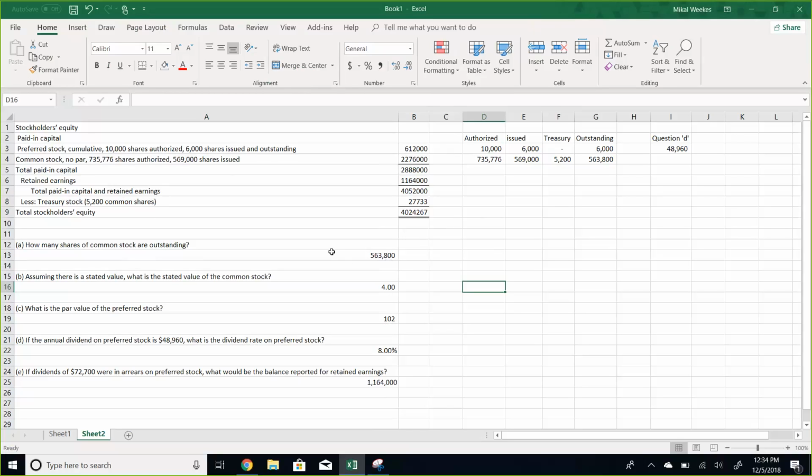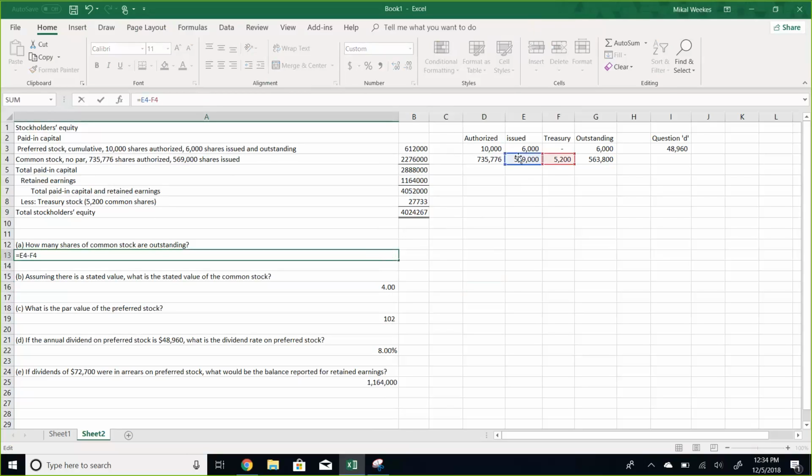So to get that answer, we can use a formula and say, all right, well, we've issued 569,000 shares, and we've purchased back 5,200 shares. That'll give us the number of 563,800 shares. Now, if these numbers were to change, it doesn't matter. To know how many shares are outstanding is how many have you issued minus how many have you bought back, treasury shares, so to speak.